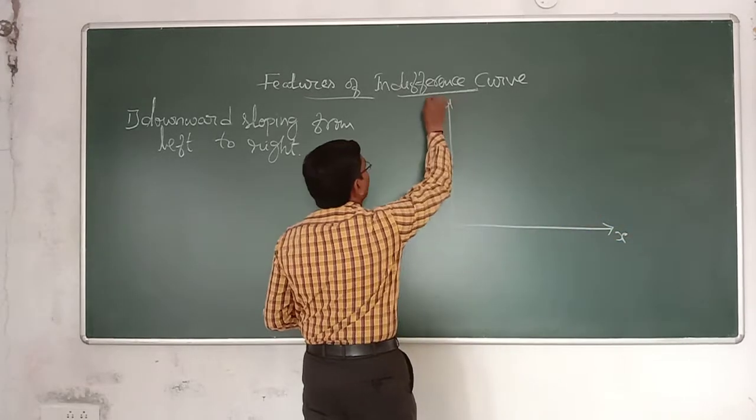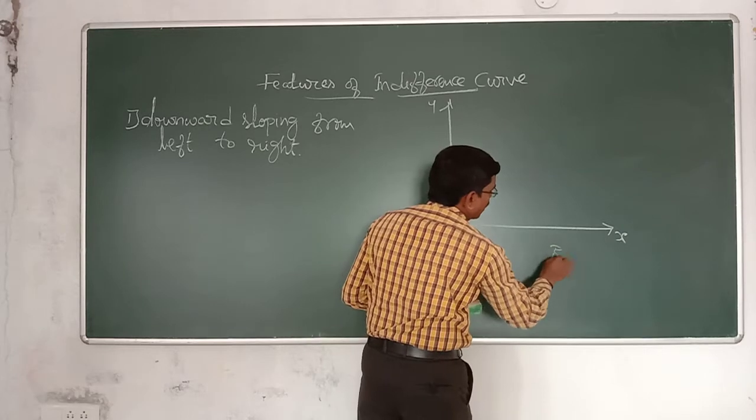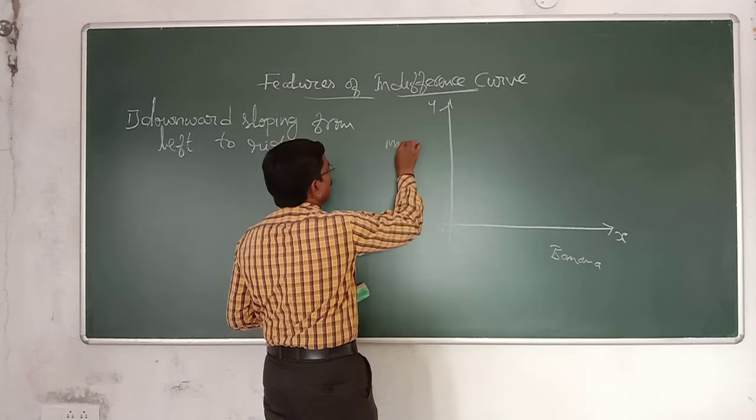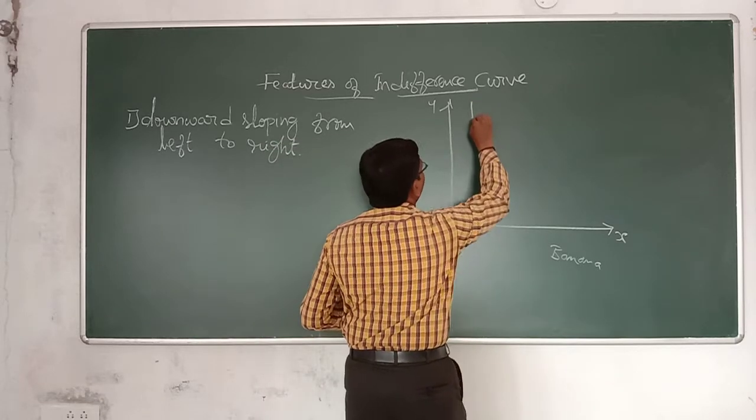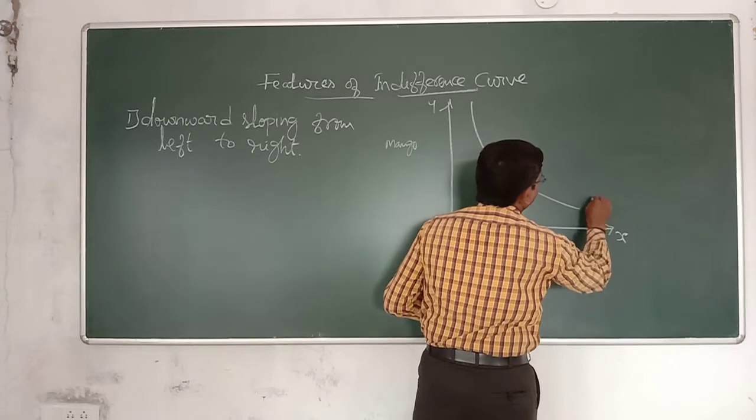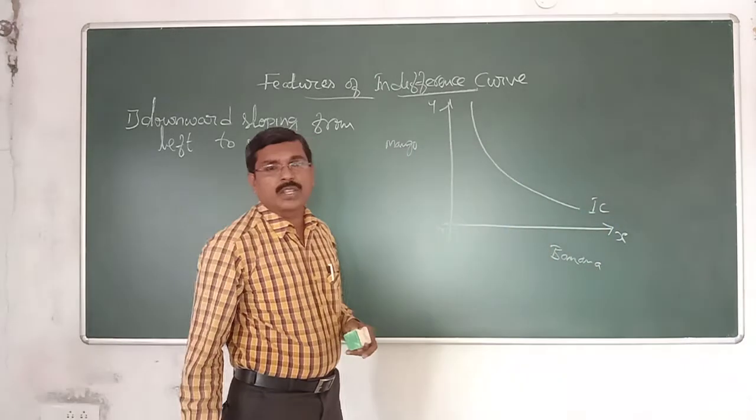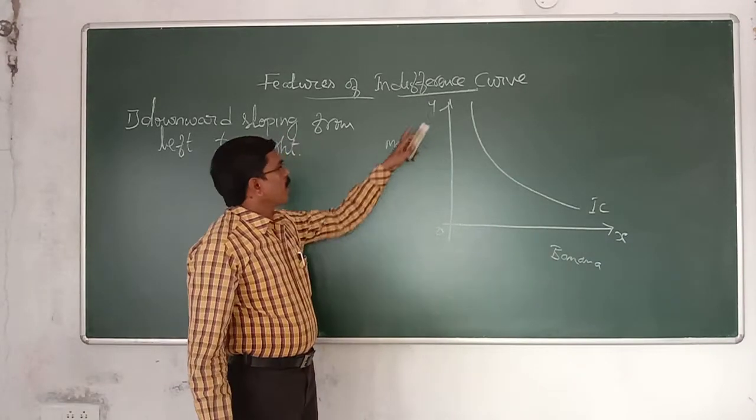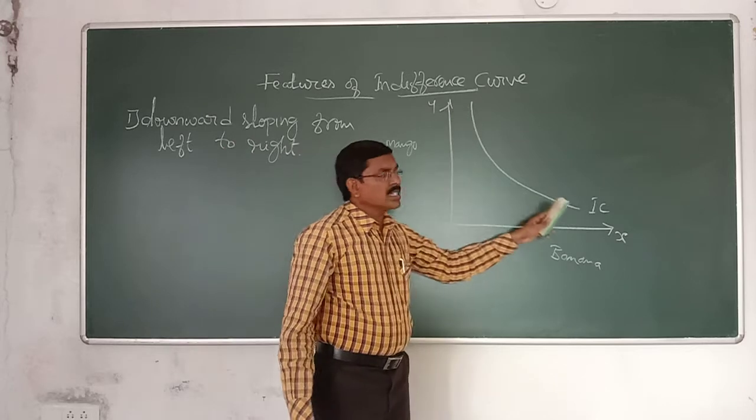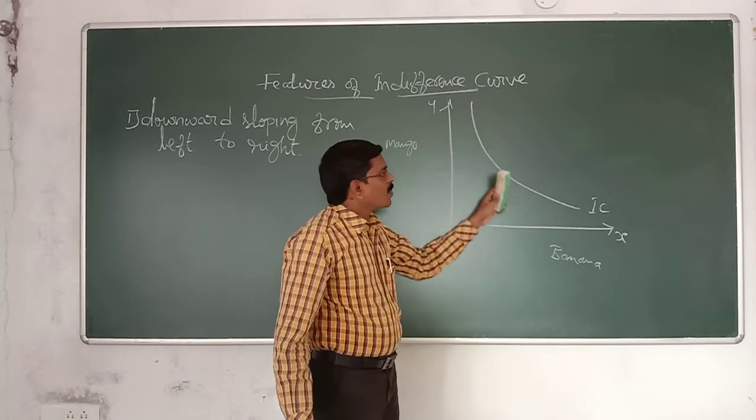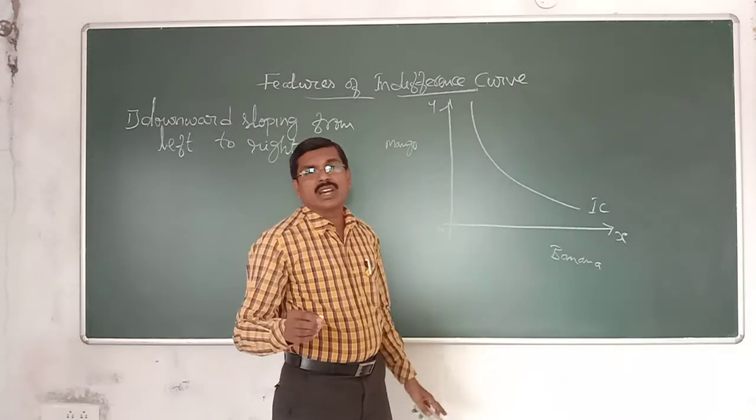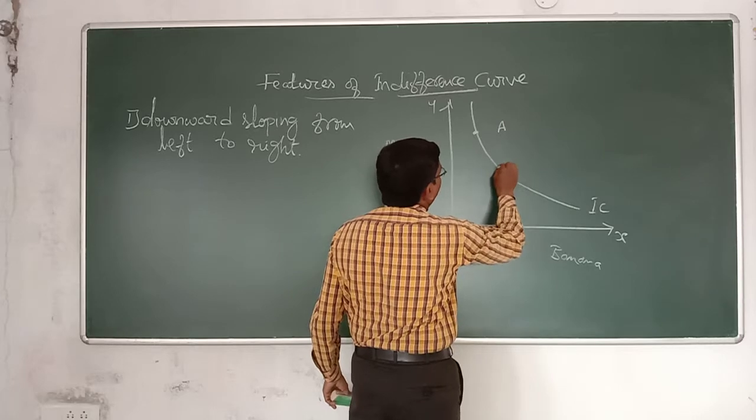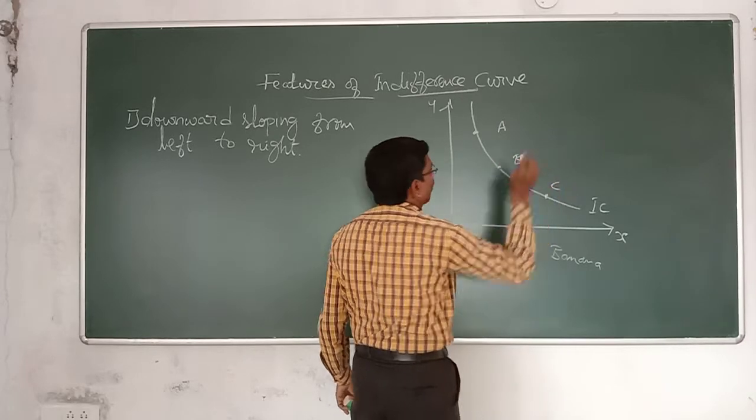This is the OX axis and this is the OY axis. On the OX axis we measure banana. On the OY axis we measure mango. This is the IC curve, which means indifference curve. We know that the IC curve slopes downward from left to right. In the IC curve we have three combinations, for example A, B and C.